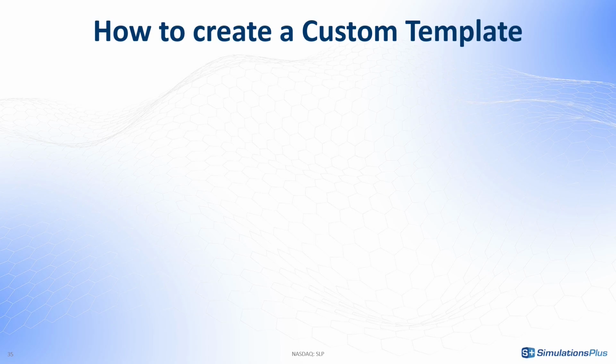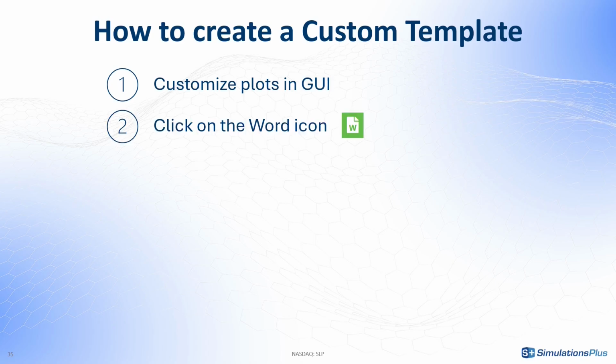Let's recap. To create a custom template for the custom report, start in the GUI. Customize the plots exactly as you want them to appear in the report. Click on the word icon above the plot or table to make the placeholder visible. Use the preview function to see how the plot or table will look in the Word document and to check if the placeholder needs adjustments.